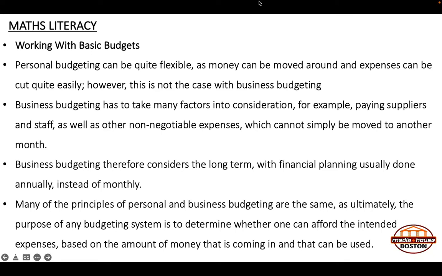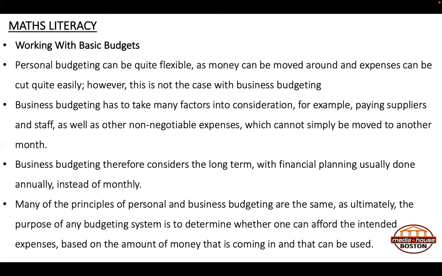So business budgeting therefore considers the long term, with financial planning usually done annually, let's say, instead of monthly, okay? So a company will sit down and do their financial planning for the year, and they will say, okay, we have this amount of money to put towards tea and coffee, this amount of money to pay our staff, this amount of money to pay the people we owe money, for example, okay?